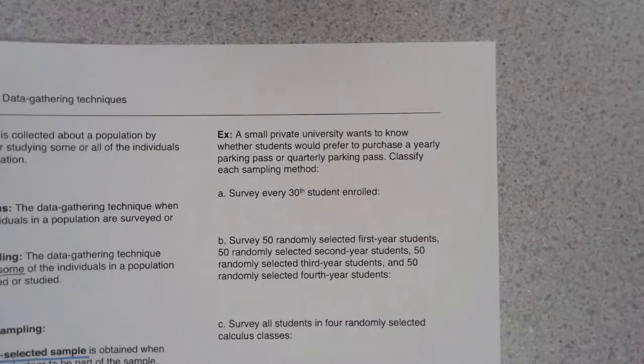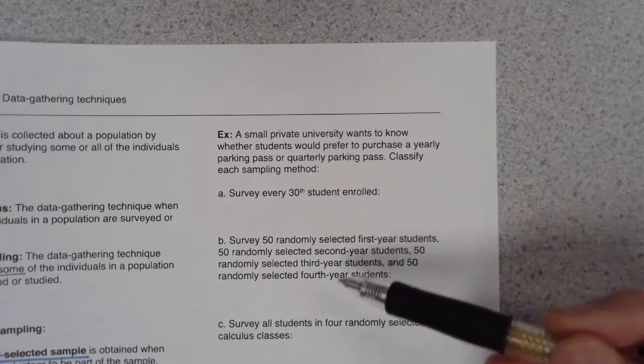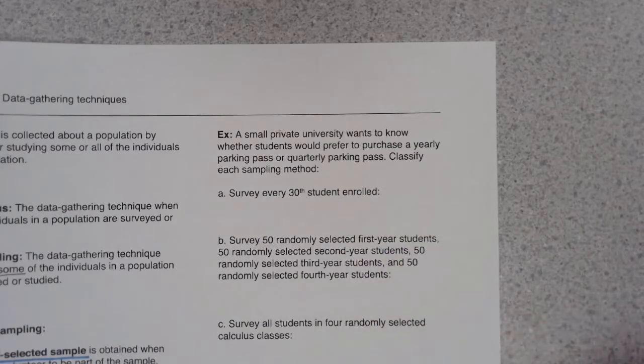So in the notes today, we're going to start by looking at an example where we need to classify each type of sampling method. By reading each one, we'll refer back to the definitions to help us answer these questions. In the first example, a small private university wants to know whether students would prefer to purchase a yearly parking pass or a quarterly parking pass. And they want us to classify each sampling method. Not all of them will be used because there are only 5 examples in this question, and we have 6 different types of sampling methods.